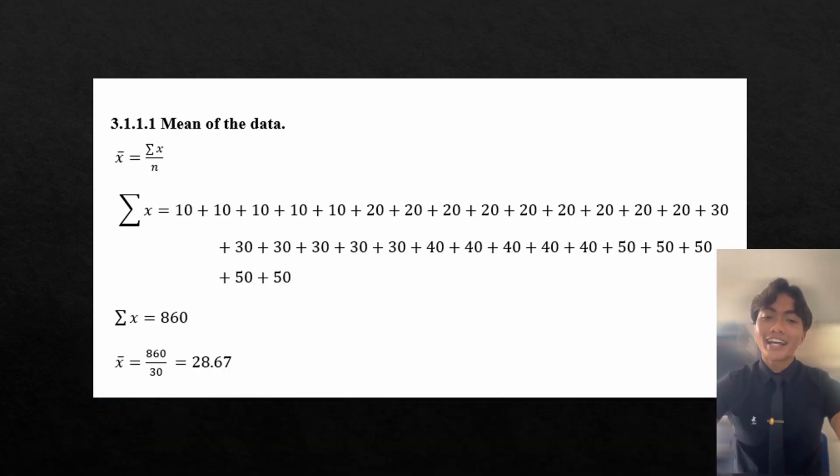Now, we go to the mean of the data. So, mean in the easy way to understand is the average. Mean is equal to the total of x divided by n sample. Now we know that the sample we have is 30 students. So, the total of x is equal to 10 to the power of 5 plus 20 to the power of 9 plus 30 to the power of 6 plus 40 to the power of 5 plus 50 to the power of 5. So, the total of x is equal to 860. So, we put the answer into the formula. The mean equals 860 divided by n sample, which is 30 samples. So, the answer is 28.67. So, the mean of the ungrouped data is 28.67.